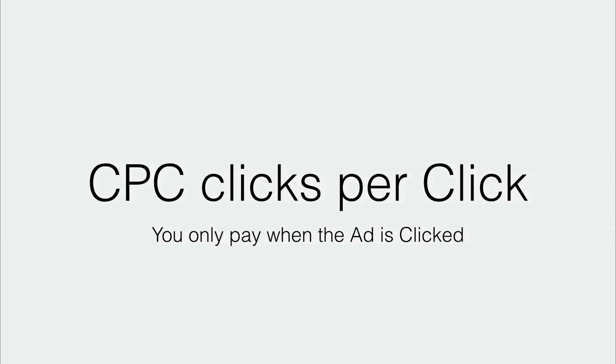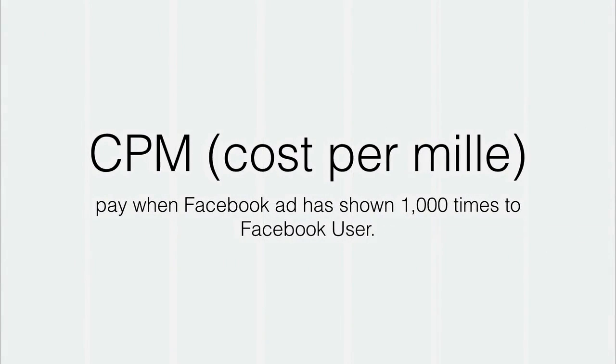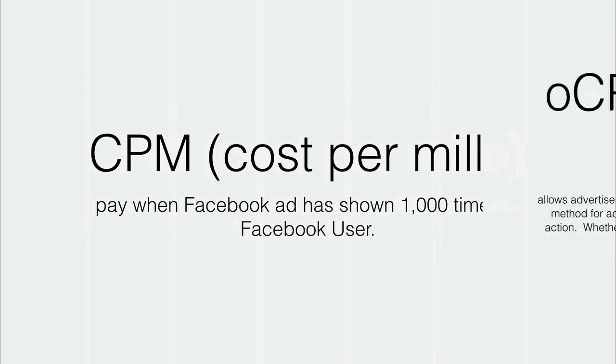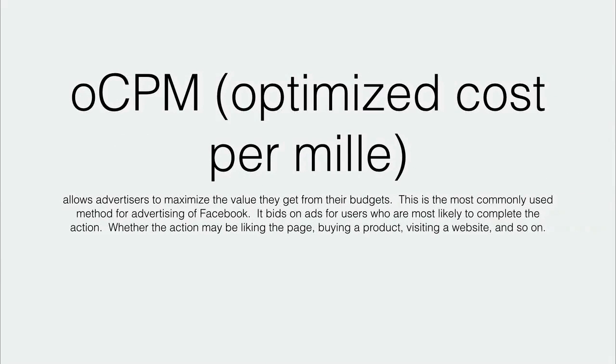CPC, cost per click, is where you only pay when your ad is clicked on, which is what we just talked about earlier. And CPM is cost per milli, which you pay when your Facebook ad has been shown 1,000 times to Facebook users. So if you're just wanting to get your brand recognition, then that's probably the best way to go. OCPM is the best method because it allows advertisers to maximize the value they get from their budgets.